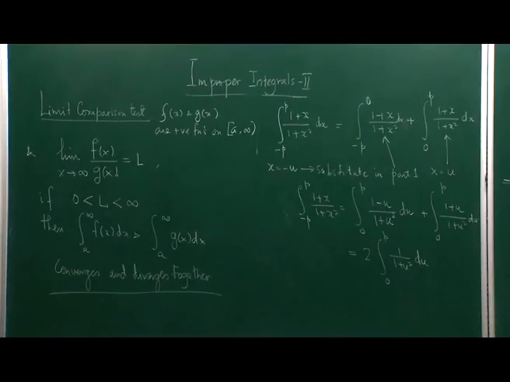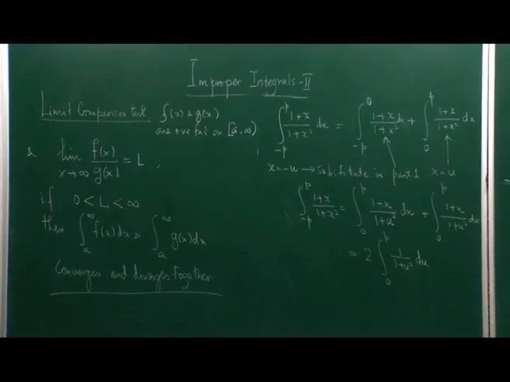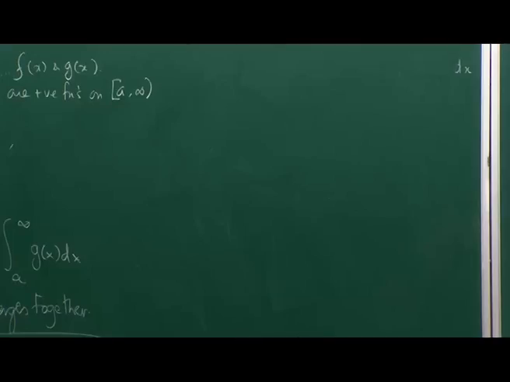Okay, it converges and diverges together. So, I will just give you one example before I end the course. If one of them converges, the other converges; if one of them diverges, the other diverges. That is the meaning. So, let me take this one example and let us see what happens.